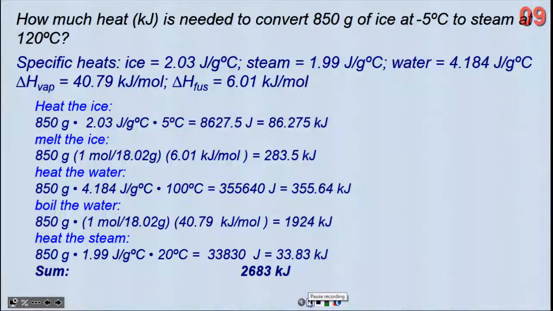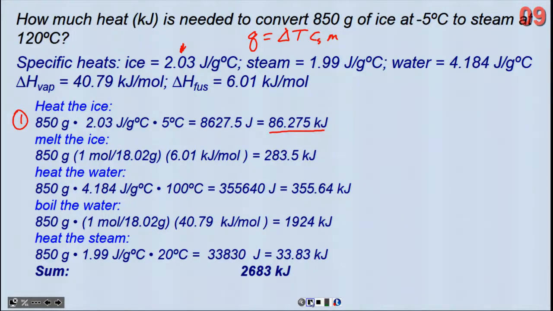This problem requires lots of steps, so we have to think carefully about what's going to happen as you take ice at -5 Celsius to steam above 100. To begin with, you heat the ice. If you have a given number of grams, here 850 grams, multiply that times the specific heat of ice, value number 1 in our list of choices, and multiply that times the temperature change. In other words, this is just Q equals the mass times the specific heat times delta T. Same idea, slightly different order, and you get a number. It's a number of joules, but in the end we'll look for kilojoules, so let's report it that way.